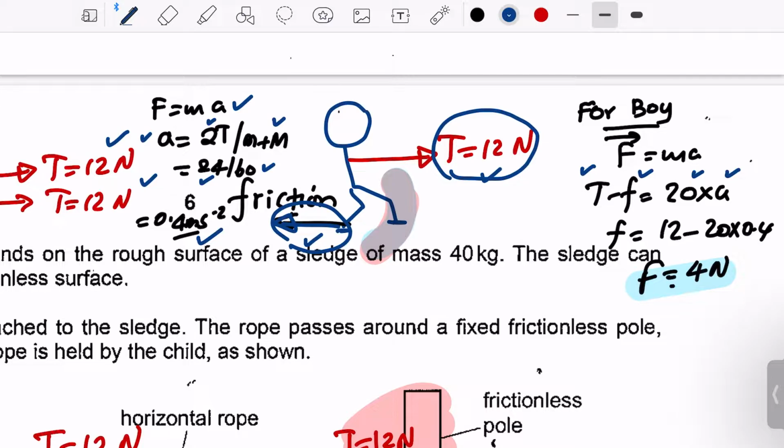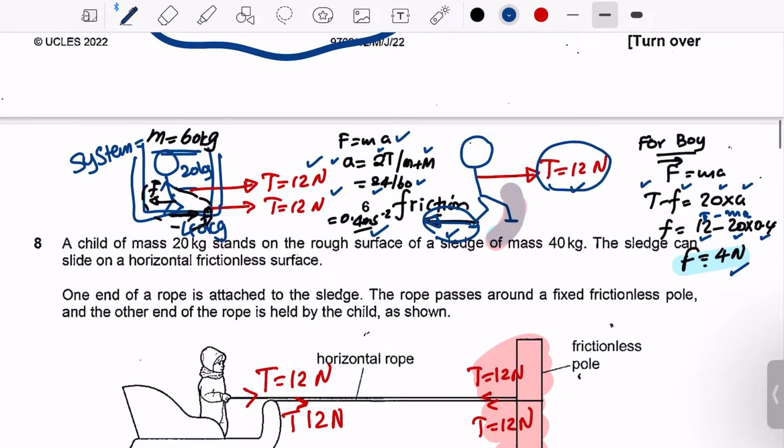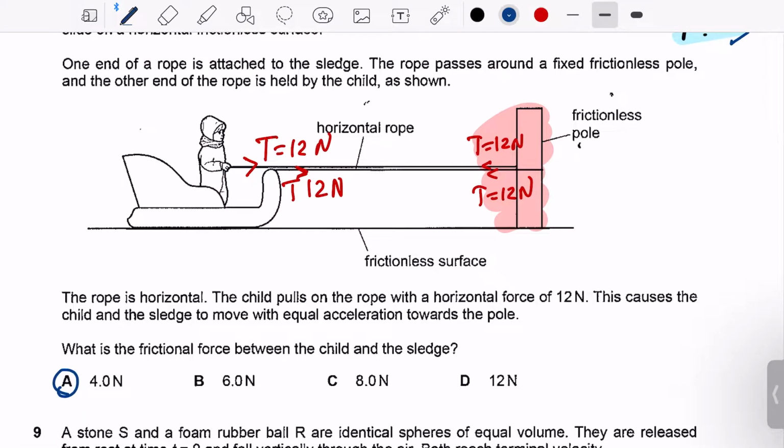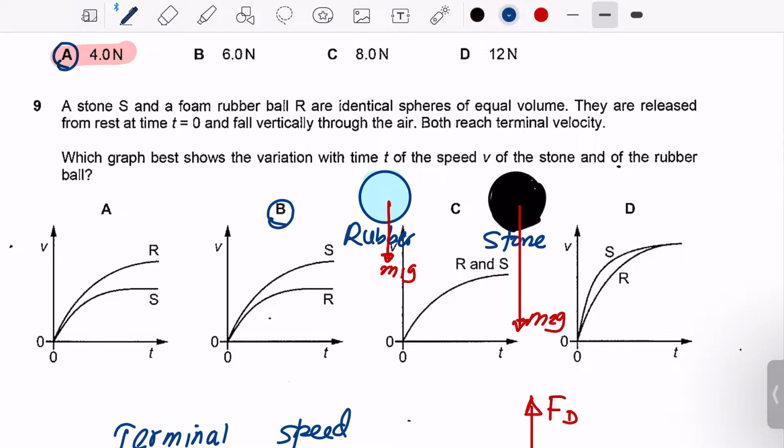F equals T minus ma. T is 12, m is 20, a is 0.4. You get the answer, friction as 4 Newton. So question number 8, the answer is A. Now let's focus on question number 9.